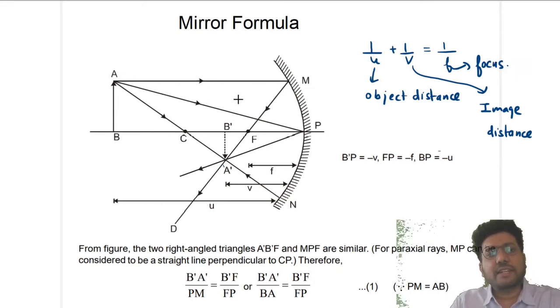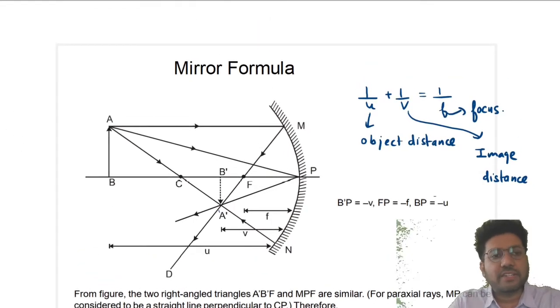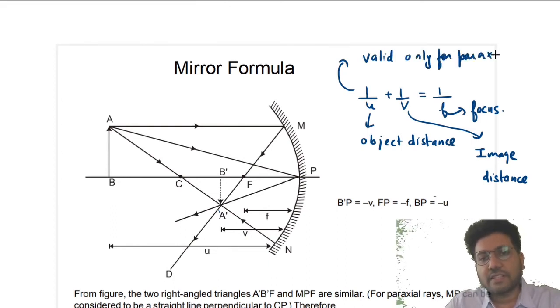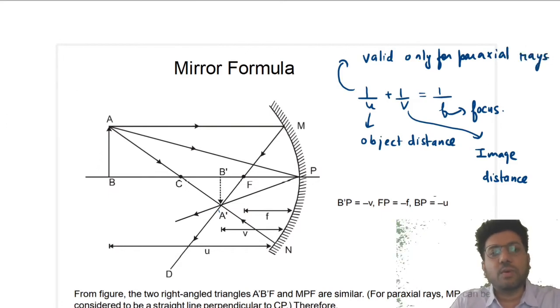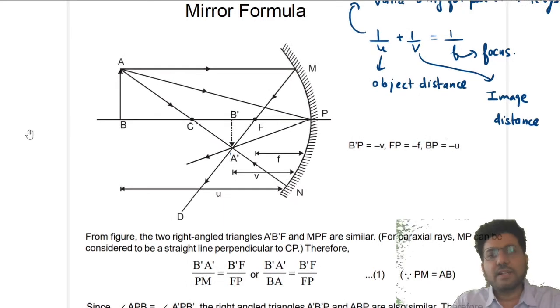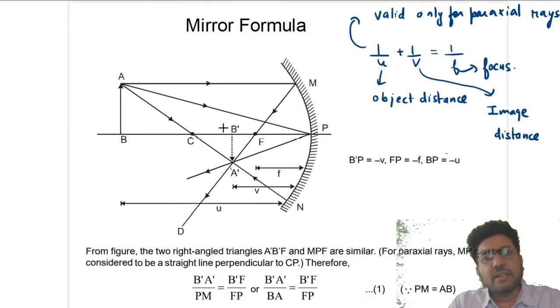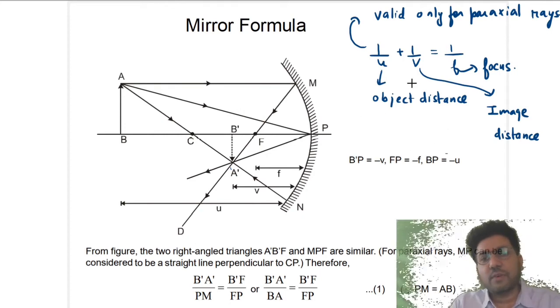The first thing that we must know here is that this formula is valid only for paraxial rays. Why? We will discuss now. When we derive it, we will know why it is valid only for paraxial rays. Now let us draw a ray diagram, and we will derive it only for a real image. But for a virtual image also the same formula will come.